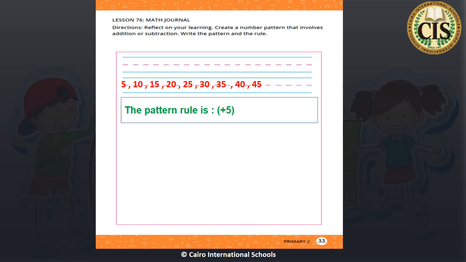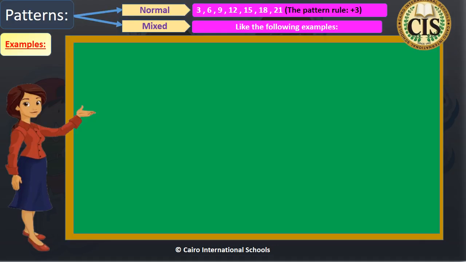Do you remember it in the clock? So this pattern is 5, 10, 15. What do we do? The pattern rule: each time we are adding 5. 5 plus 5 equals 10. 10 plus 5 equals 15. 15 plus 5 equals 20, and so on.